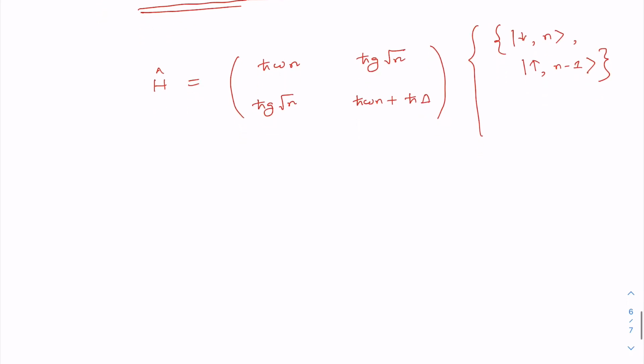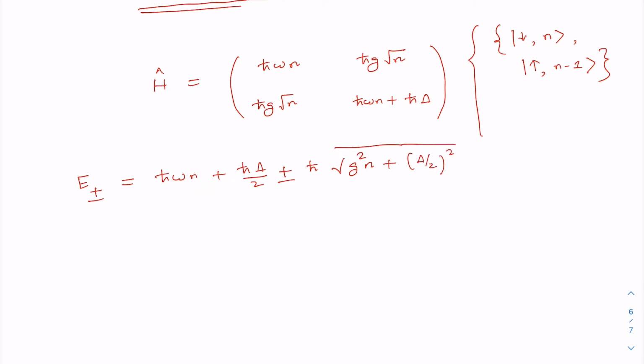Now also we worked out the energy eigenvalues of this matrix. So it was E plus minus is equal to ħωn plus ħΔ by 2 plus minus ħ square root of ζ squared n plus (Δ by 2) whole square.